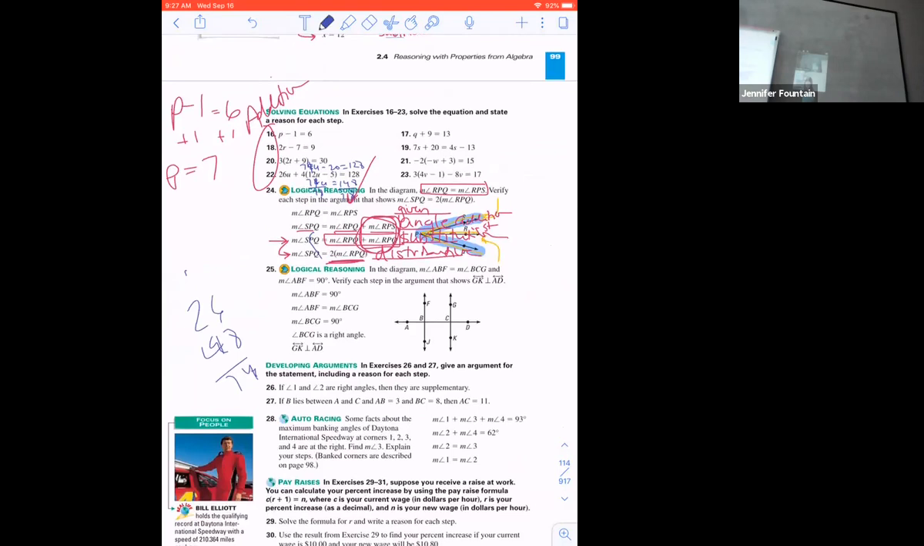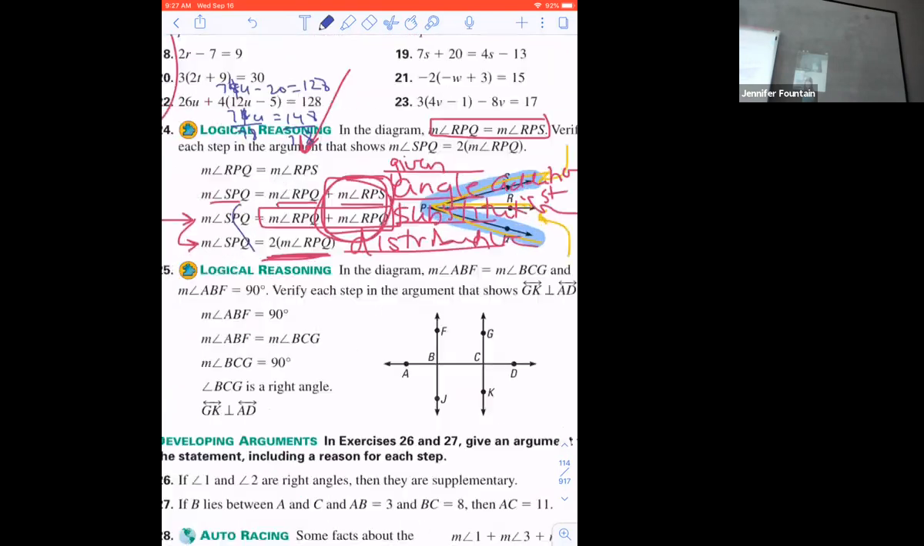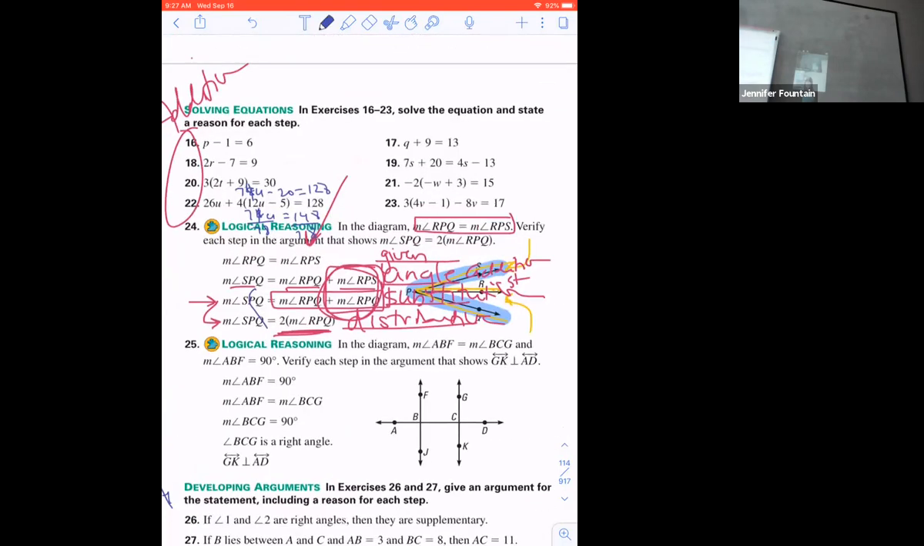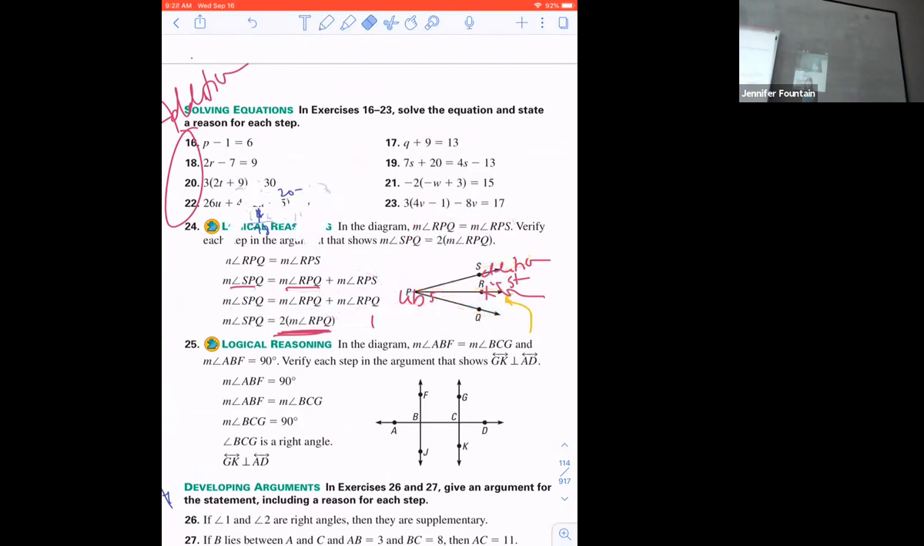Number 24. Okay. So let's go ahead and take a look at this. Let's see what I wrote all over it. I'm gonna clear that out. Okay. So let's look at 24, logical reasoning. In the diagram, the measure of RPQ is equal to the measure of RPS.